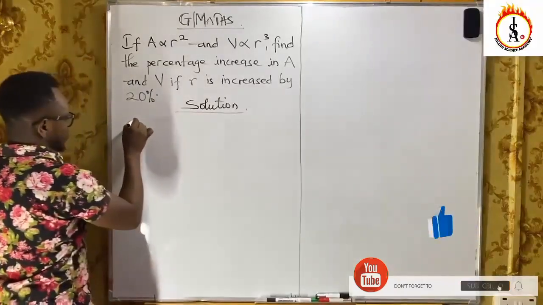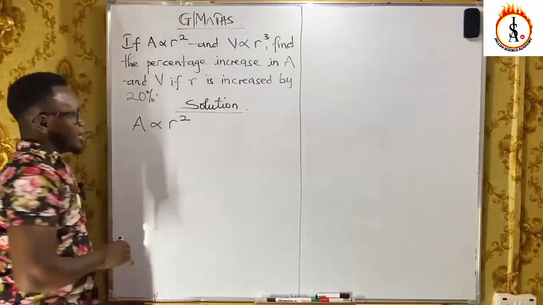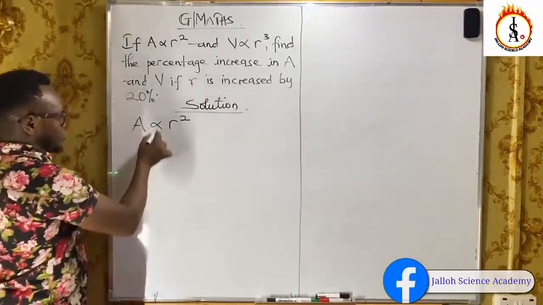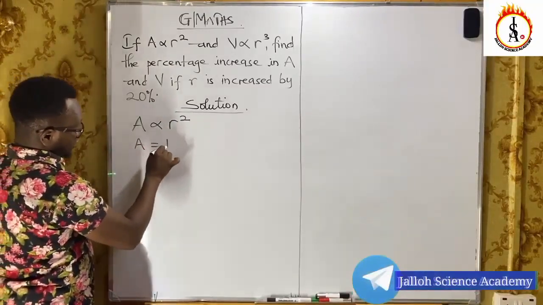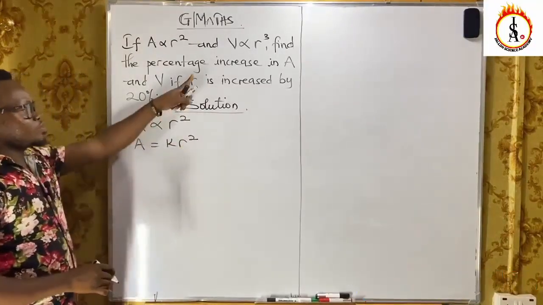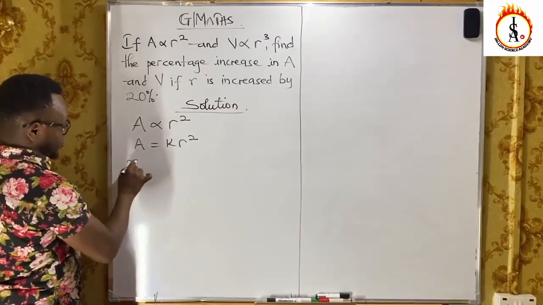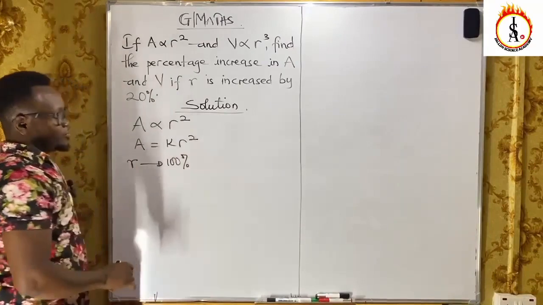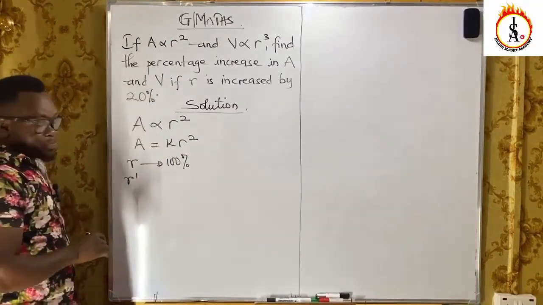The relation given to us is A is proportional to R squared. So being that A is proportional to R squared, we can get rid of the sign of proportionality by saying A is equal to KR squared. Now this R, we are told in the question, is increased by 20%. But before it was increased, the original R stands at 100%. After the increase, we now have a new R we call R prime.